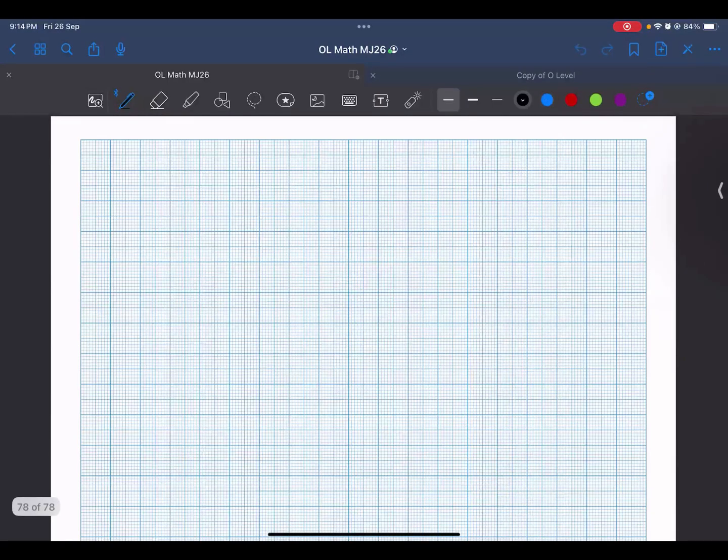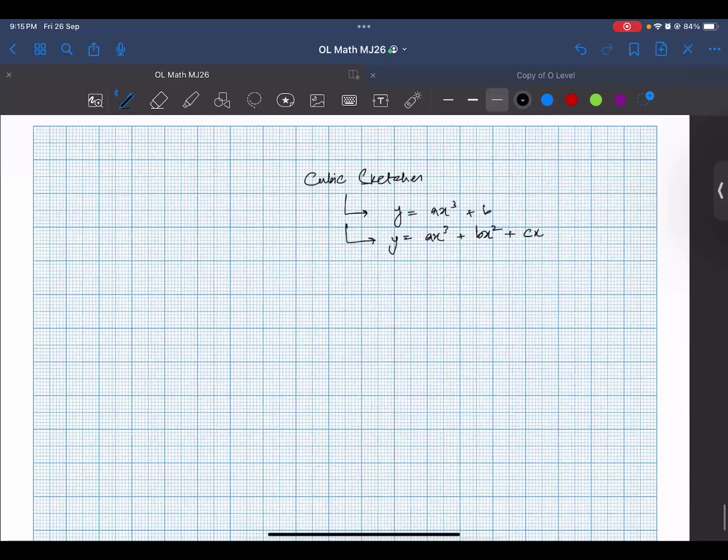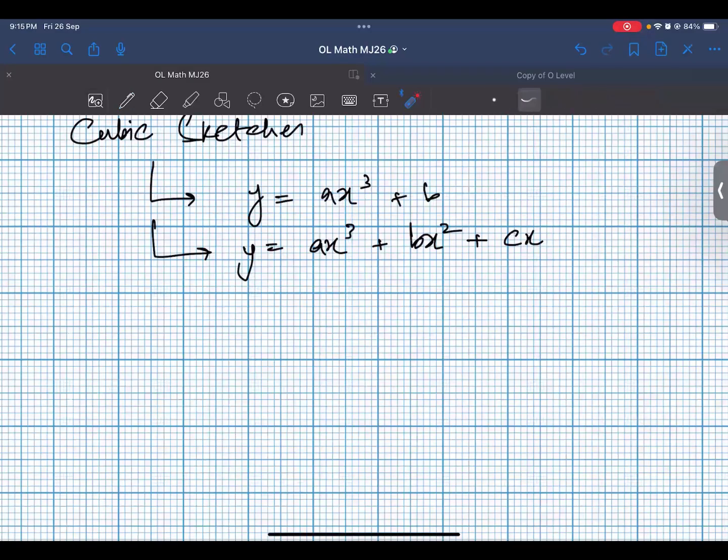Okay, so now we have to learn how to sketch cubic graphs. And we saw in the past, in the syllabus outline, there were two forms. You had y equals ax cube plus b, and you had y equals ax cube plus bx squared plus cx. And both of them are cubic because we can see the maximum power. What tells you if something is cubic? The maximum power of the equation. You can see the x is 3, cubic is 3.